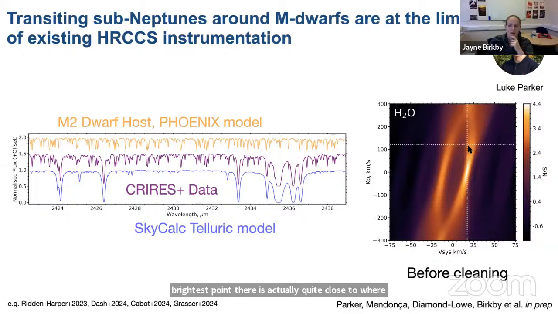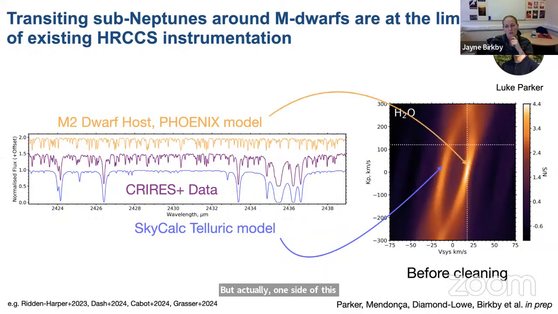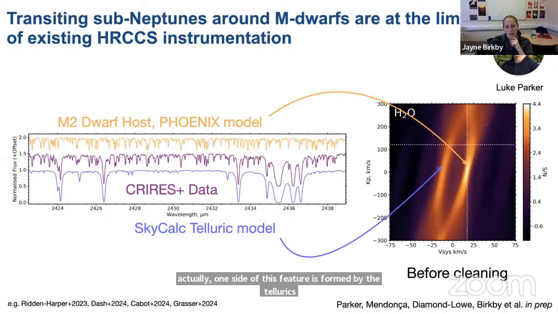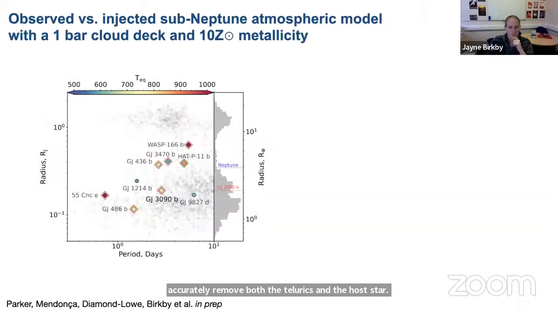And you might perhaps think that, oh, maybe I've got a signal. But actually, one side of this feature is formed by the tellurics, and the other side is formed by the star. So we have to be extremely careful in making sure that we very accurately remove both the tellurics and the host star. So that's what Luke has been working on.